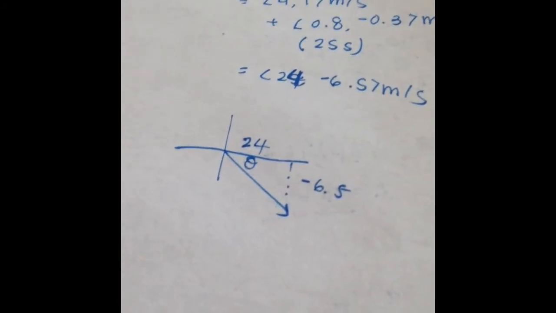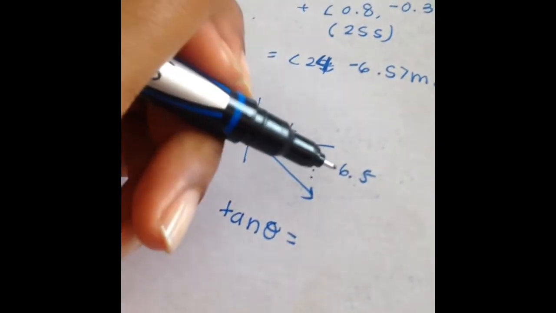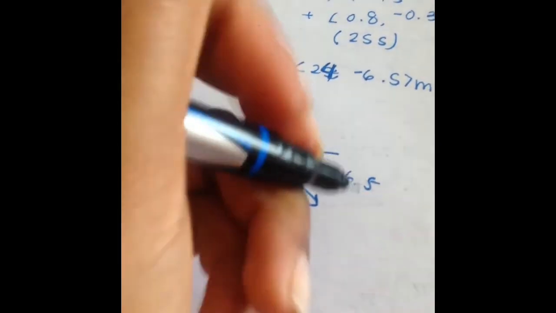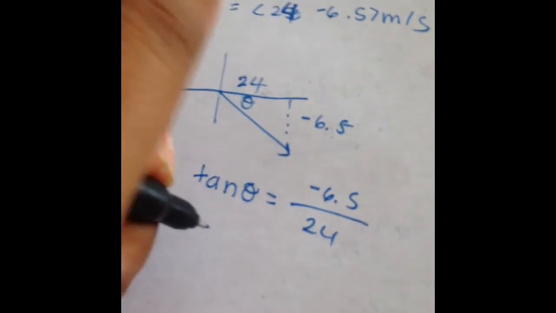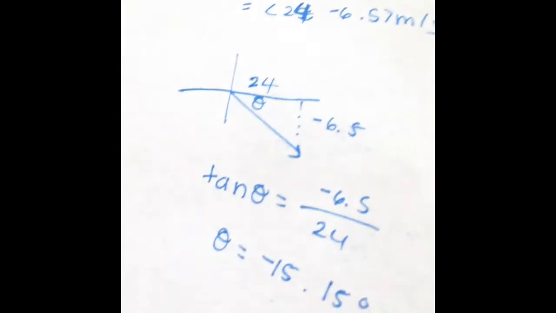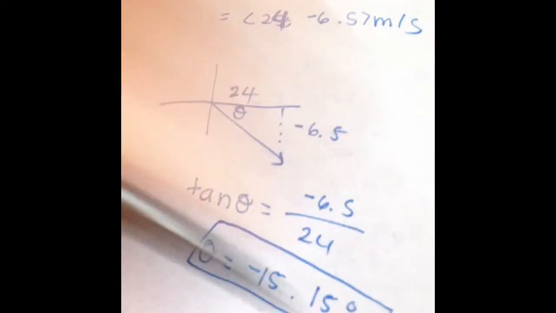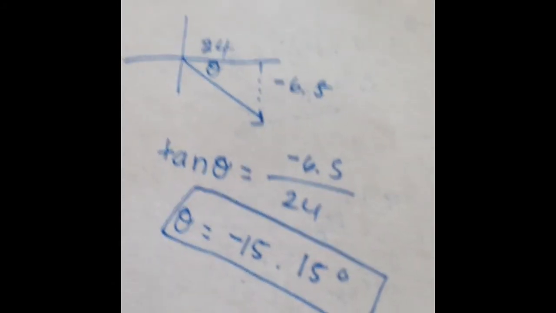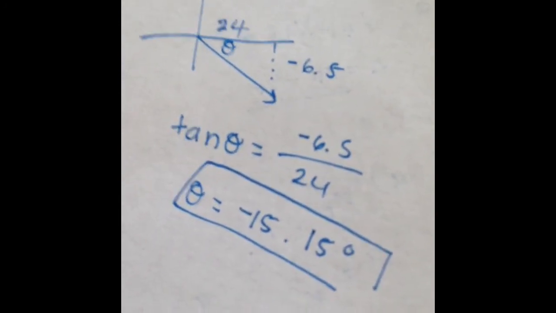So here you can use tangent theta is equal to your opposite over adjacent, which in this case is this is your opposite over your adjacent. So negative 6.5 over 24. You plug that into your calculator and you get theta is equal to negative 15.15 degrees. I think the book rounds it to negative 15.2. This is your direction, and I guess you can add 360 to that to get a positive angle if you really want to. So that is number 5.